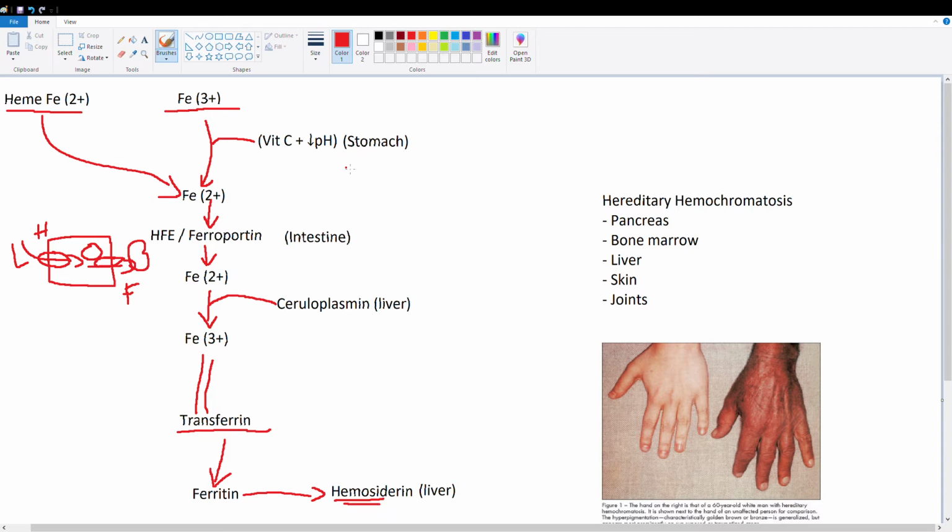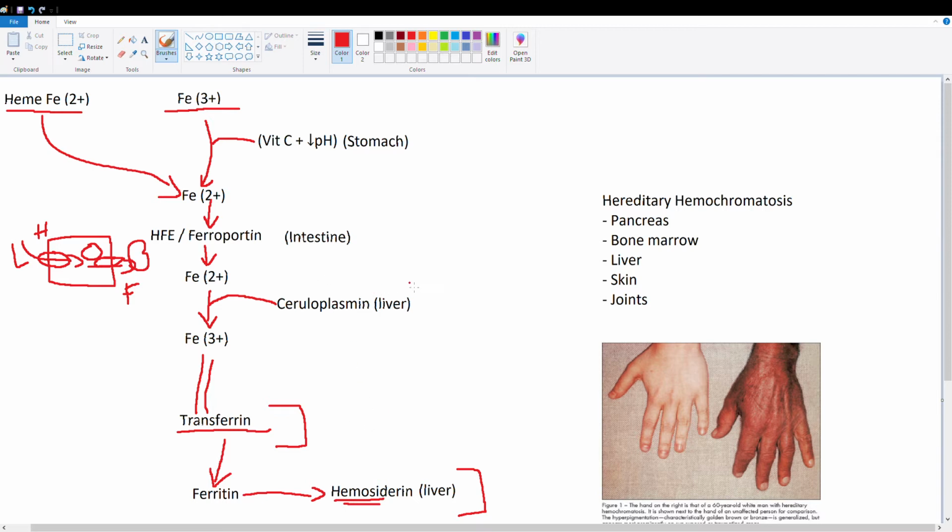So let's do a quick recap. Iron is eaten in the 2 plus or 3 plus state. We can only absorb iron in the 2 plus state. So we have to convert it from 3 plus to 2 plus in the stomach using vitamin C and low pH. Then HFE and ferroportin absorb the iron in our intestine. And now it's in the blood. In the blood, it's transported by transferrin, our main iron carrier, and it's deposited into our tissues via ferritin and hemosiderin, which are our storage units for iron.